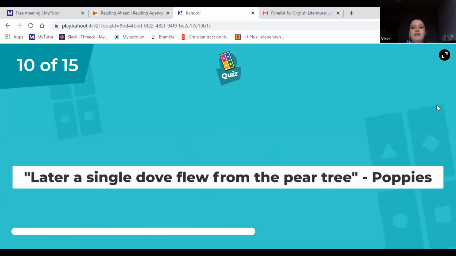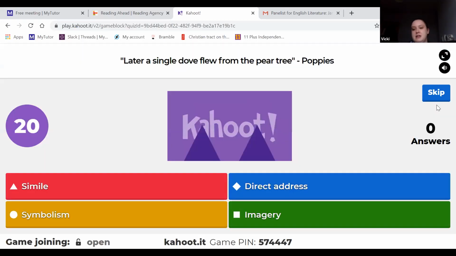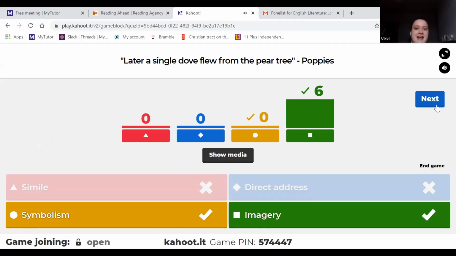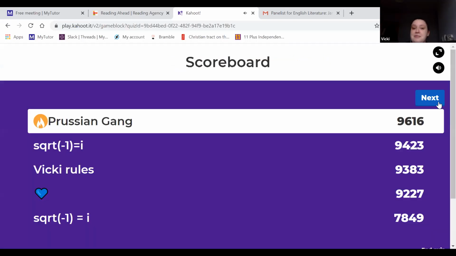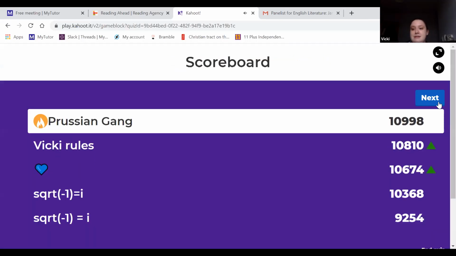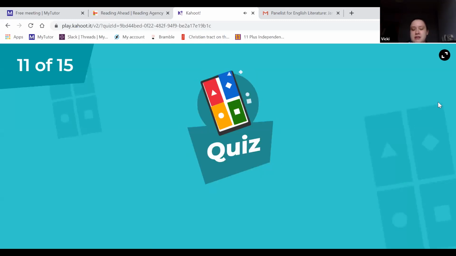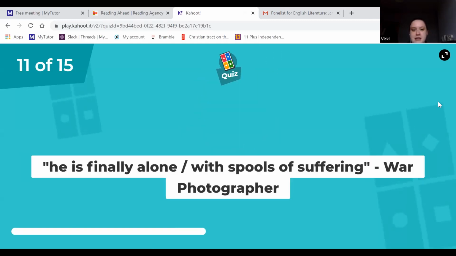"Later, a single dove flew from the pear tree." So that's today's poem. Battered you over the head with this word today. Yeah, so you could have imagery or symbolism. Either of those work. I think I'd head more towards symbolism, just because you very rarely get symbolism.